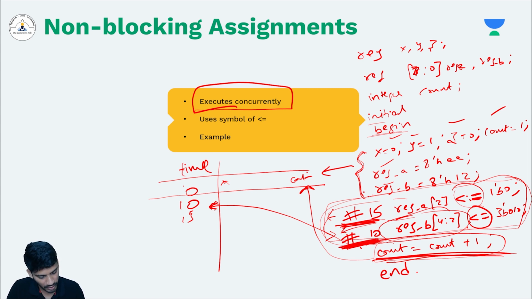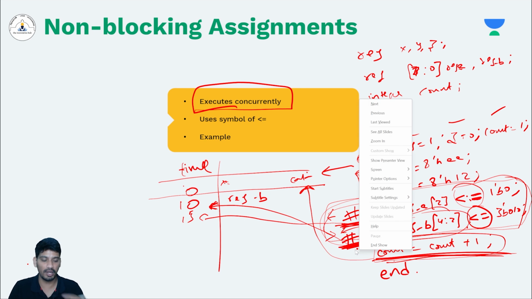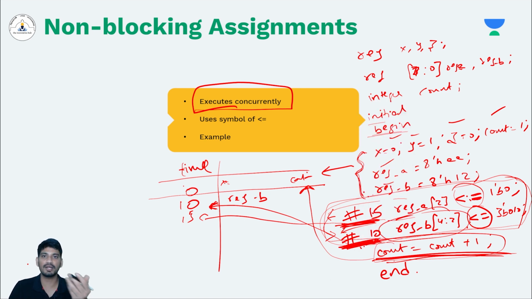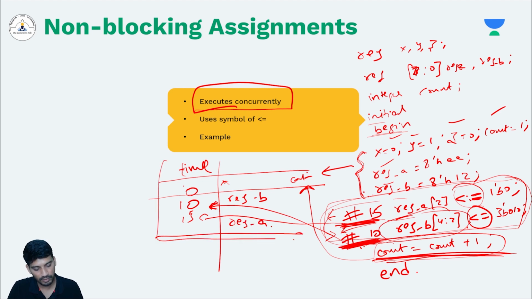So at 10 nanoseconds, my register B will be executed, and at 15 nanoseconds, not 10 plus 15, because it is not adding to the earlier time period. It is just scheduling. So at 15 nanoseconds, my register A will be executed. Right? See, this is the main difference.